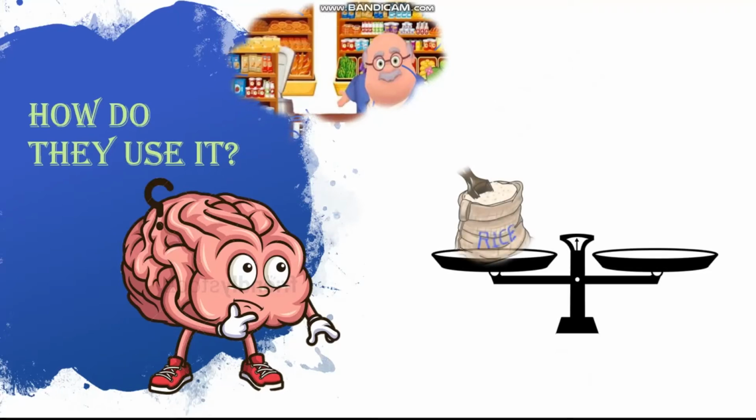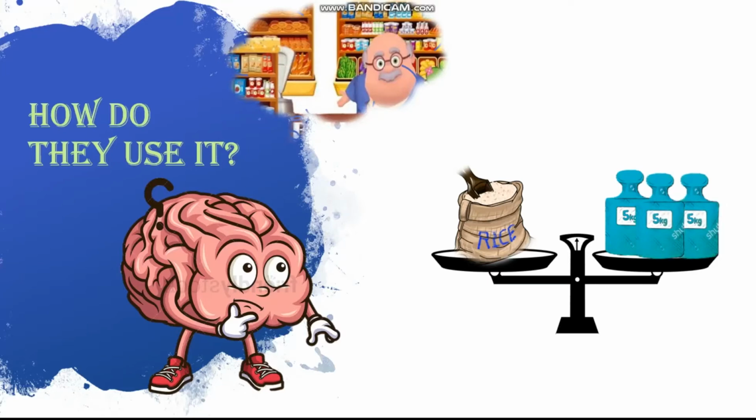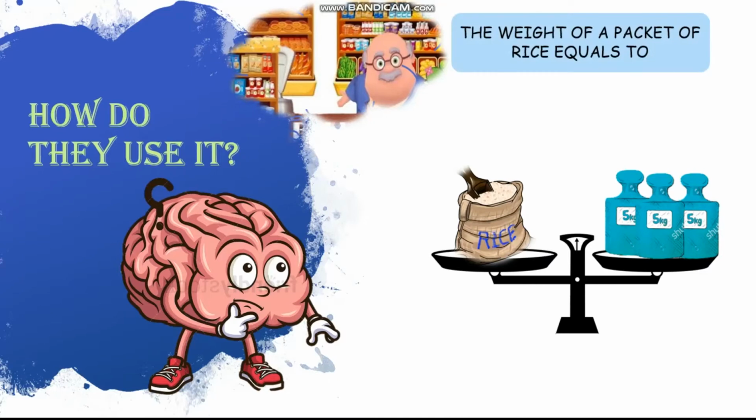Do you know how they use it? Let's think about it with an example. Let's say that Uncle Fred is the owner of a market and he wants to find the weight of a sack of rice. In order to find it, he uses a balance scale and he puts some weights on the right side, as you see, and the sack on the left side. And when the balance is established, he says the weight of a packet of rice equals 15 kilograms.